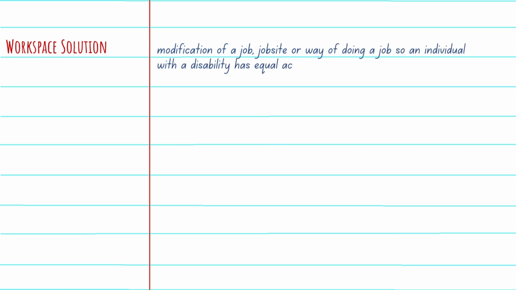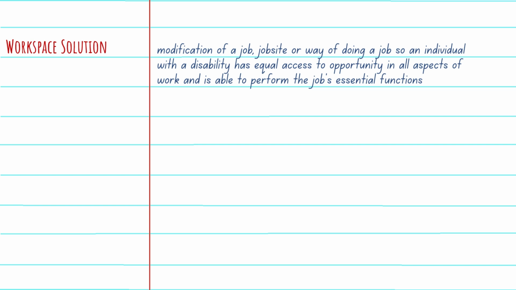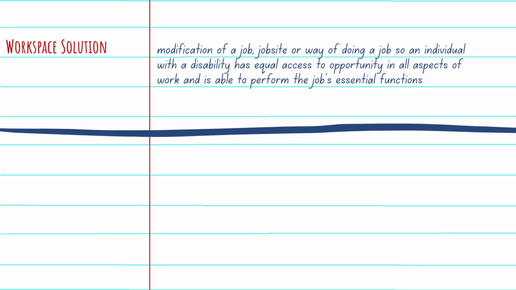A workspace solution is a modification of a job site, or way of doing a job, so an individual with a disability has equal access to opportunity in all aspects of work and is able to perform the job's essential functions. That's all for today's lesson.